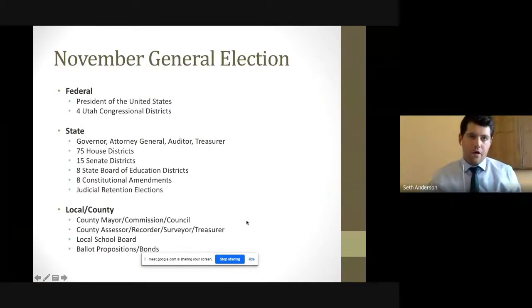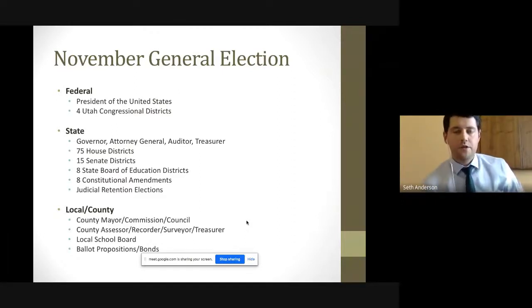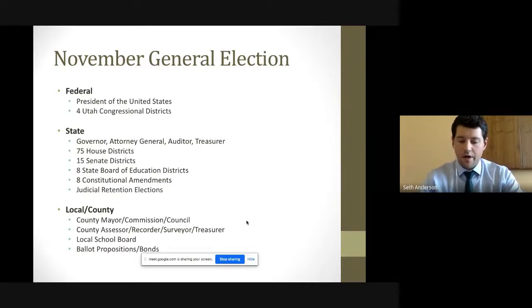All right, so for the November election, I'm sure everyone knows that we've got a big election coming up. Every 4 years, we have a presidential election. So just to kind of break it down, I like to look at it as we have basically 3 buckets of elections going on in November. We have federal, state, and local and county elections that we'll be voting on.